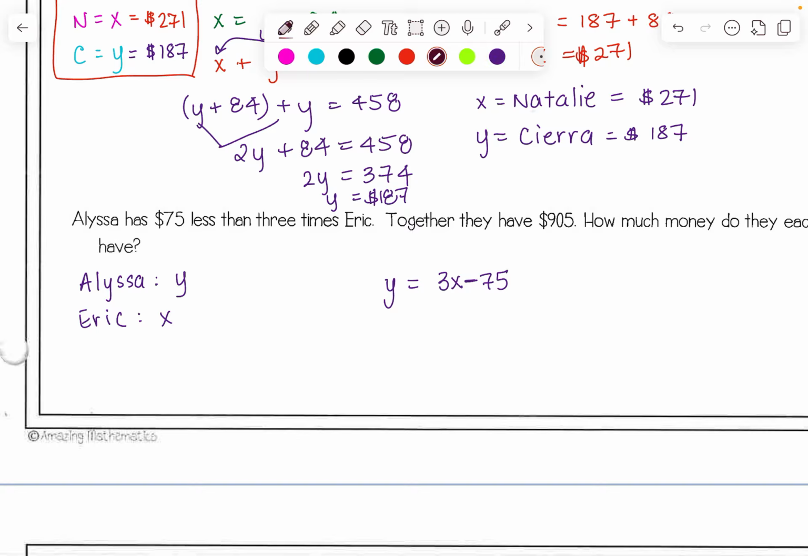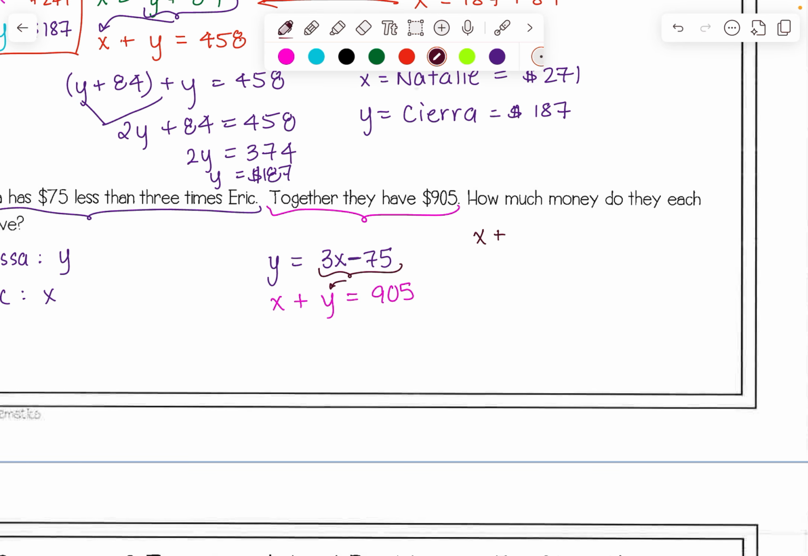My second equation, this was my first equation in purple. My second equation in pink, together they have $905. That means x plus y is equal to 905. Once again, folks, I'm going to use the substitution method. I'm going to plug in this value in for y. Here we go. X plus y, but y is 3x minus 75, is equal to 905. So all I did was plug this in for y. That's all I did. Okay?